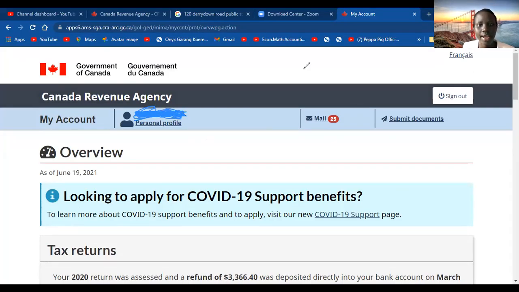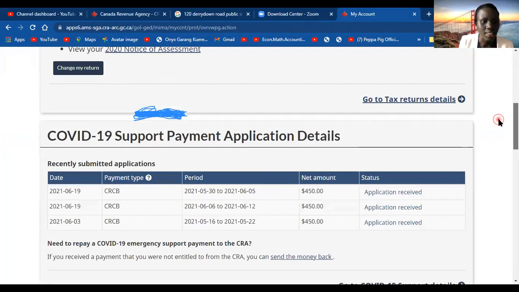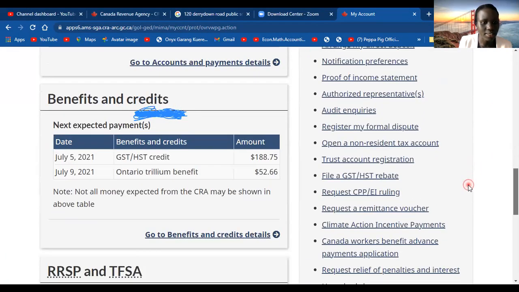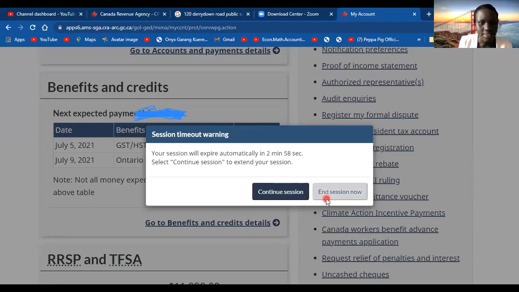So we are here now on the website. This is the CRA website. It's a government website. It deals with taxes and all the benefits that people get in Canada, whatever you qualify for. So the CRA will display your taxes that you claim this year, like all the coronavirus support that you are supposed to receive this year.